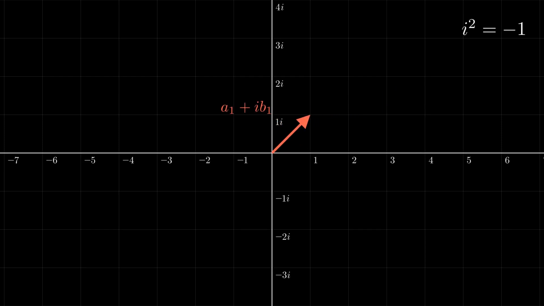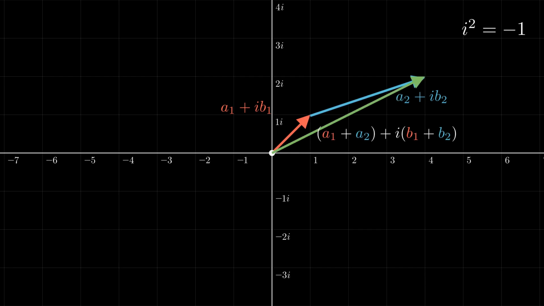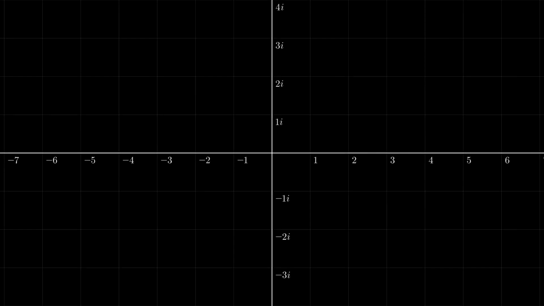Two complex numbers can be added together by adding the real and imaginary components, the same way we do for vectors. A complex number can also be represented in polar coordinates by using the exponential notation. The r here represents the distance to origin, while theta is the angle between the line from the origin and the x-axis.